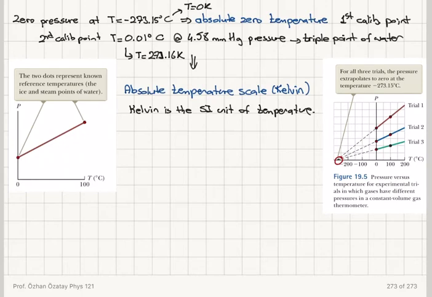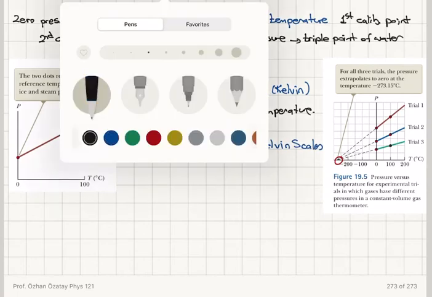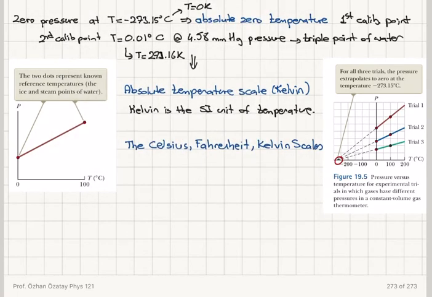Now, there is one more scale that is commonly used in the United States and in the UK. That's called the Fahrenheit scale. So I would like to explain how you can convert between these three different scales. Let's summarize here: the Celsius scale, the Fahrenheit scale, which I'm going to introduce in a minute, and the Kelvin scale, the absolute temperature scale.